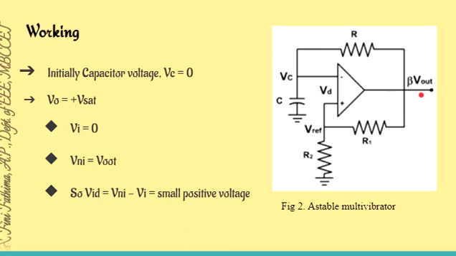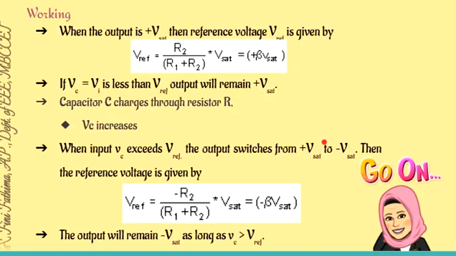So first, even though we are not giving anything, VC is equal to 0, but because of some offset problem, there will be an output and it will be fed back to the non-inverting terminal. So we are assuming the output VOOT was positive, and hence the reference value will be VSAT into R2 divided by R1 plus R2. This we have already seen in the Schmitt trigger itself. I have told you R2 divided by R1 plus R2 is the feedback gain beta.